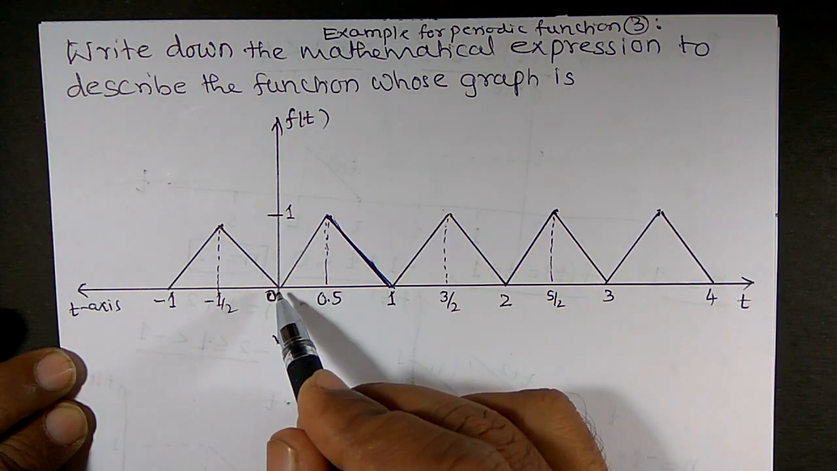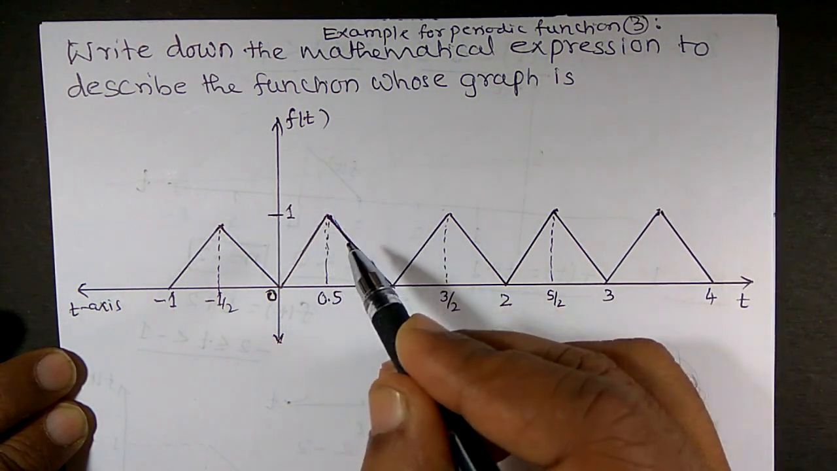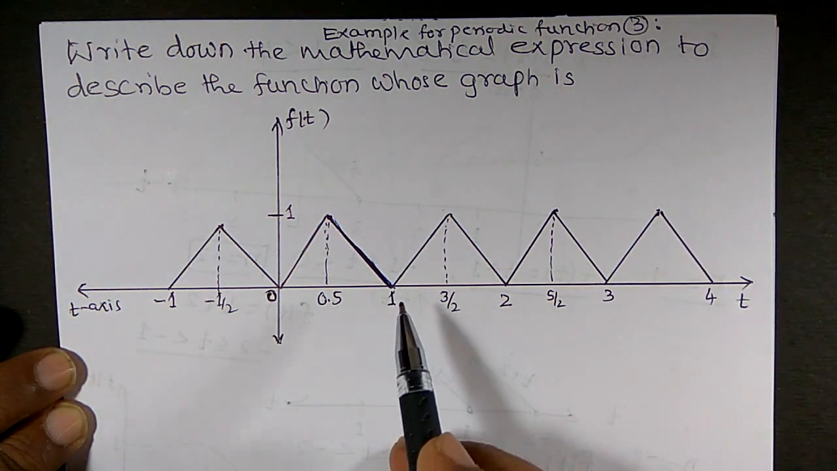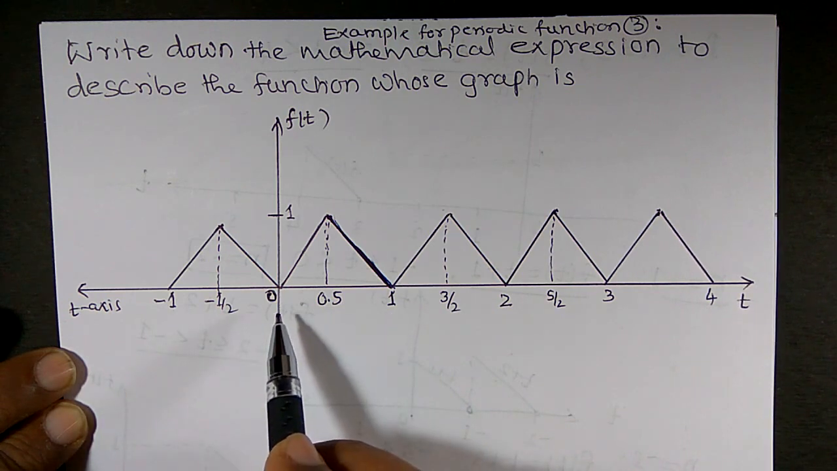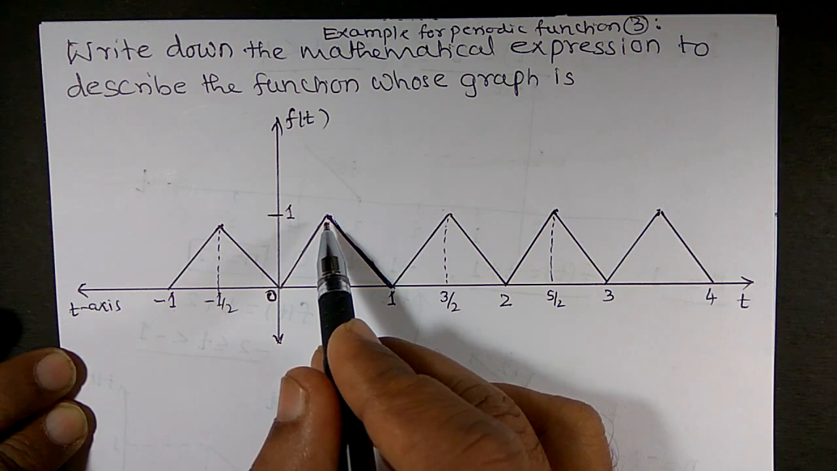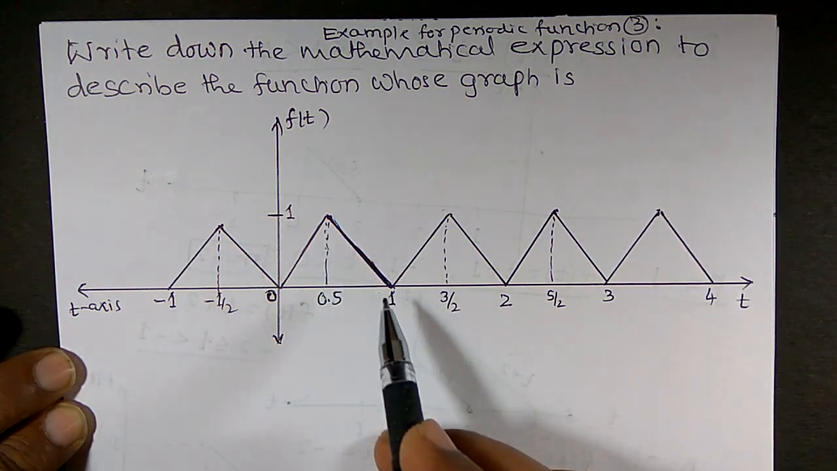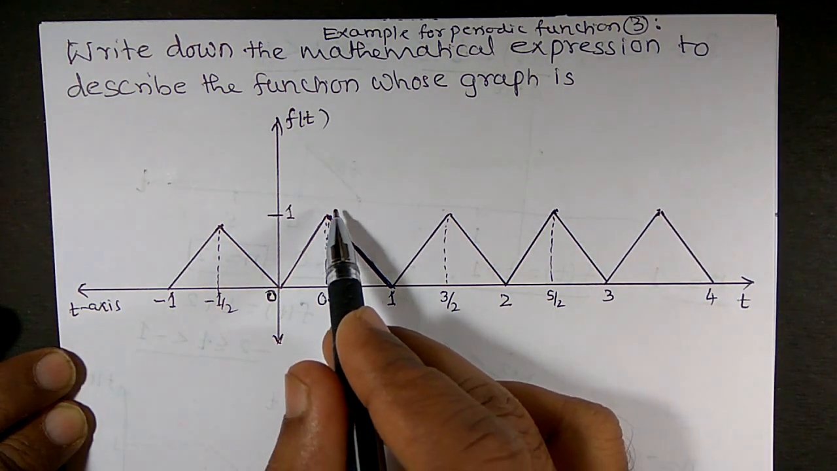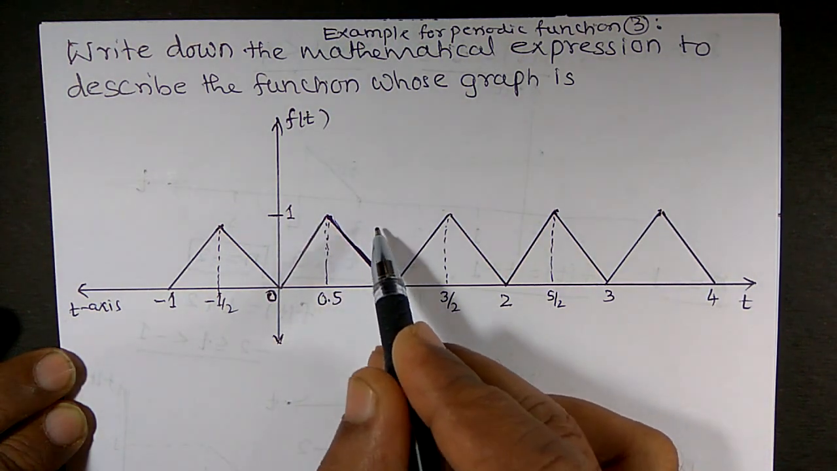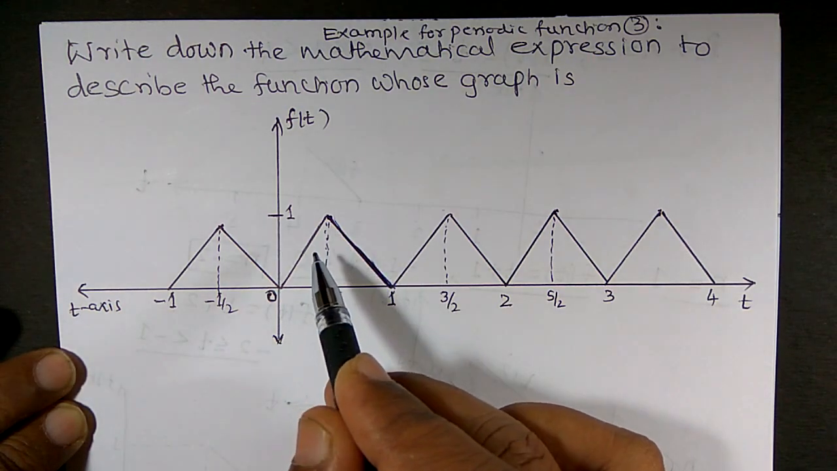It contains two stages. The first stage is this part, the second stage is this part. So this interval is divided by 2. So 0 to 1/2 is the first stage, and 1/2 to 1 is the second stage. Now I am going to write down the mathematical function for this part of the graph.